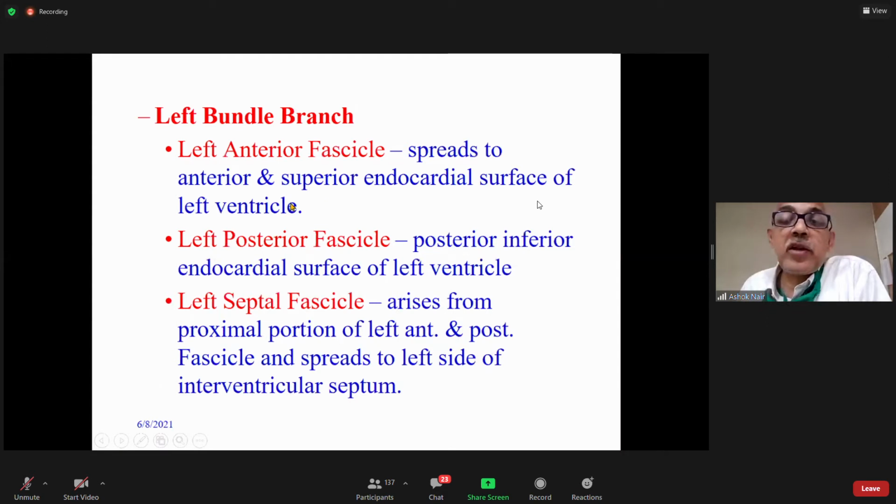The left anterior fascicle spreads to the anterior subendocardial surface of the left ventricle. The left posterior fascicle will supply the posterior endocardial surface of the left ventricle. The septal fascicle will arise from the proximal portion of the left anterior and posterior fascicles and spreads to the left side of the interventricular septum.